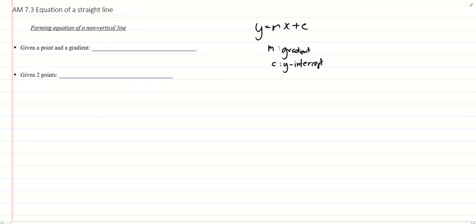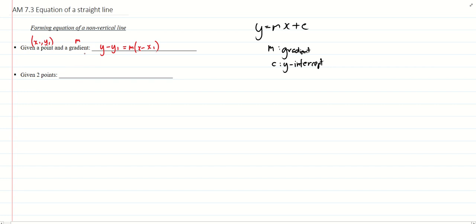So let's say I'm given a point (x1, y1), and I'm given the gradient m. I can actually use the following formula: y minus y1 equals m(x minus x1) to form the equation of a straight line. And then we can easily simplify this to y equals mx plus c by opening up the brackets and moving all the numbers to the right hand side.